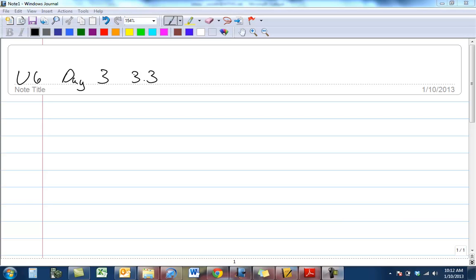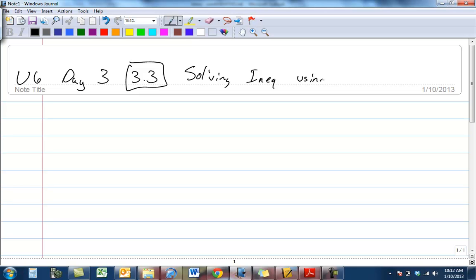All right, Unit 6, Day 3, which is Chapter 3.3 in the book, is all about solving inequalities using multiplication and division. Yesterday, we talked about solving addition and subtraction. Multiplication and division, you probably have ideas of how this is going to go down. However, there is one surprise here that we're going to have to pay close attention to. Let's do our first example here.